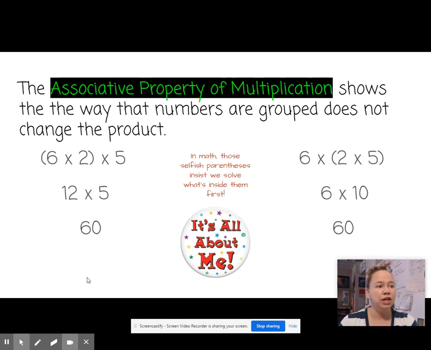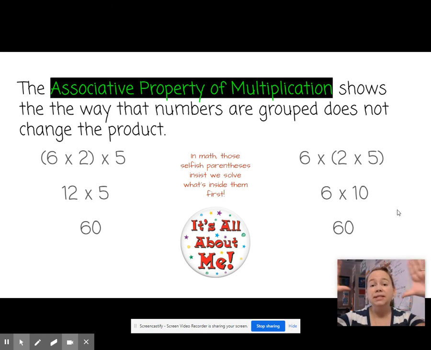So for example, over here we have 6 times 2 in parentheses, times 5. So first we're going to do 6 times 2, which equals 12. But we can't forget about that times 5. And then we solve 12 times 5 is 60. Over here, if we do the 2 times 5 first, because the parentheses are saying me, me, me, so 2 times 5 is 10, as we wrote here. And the 6, don't forget about that 6. 6 times 10 is 60. That's the associative property of multiplication.